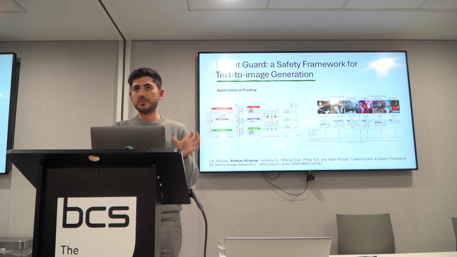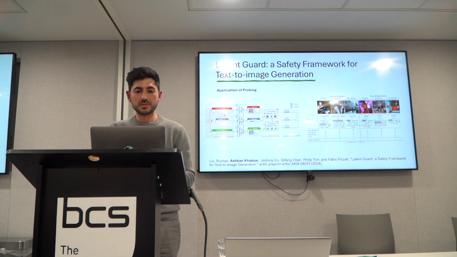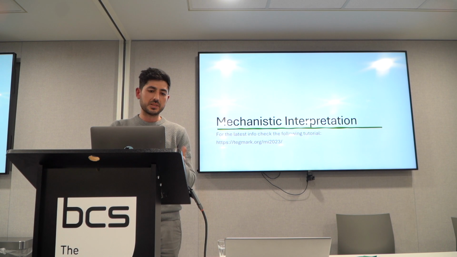So this was semantic interpretation, that is, you try to assign semantics to neurons and layers. Now what is mechanistic?